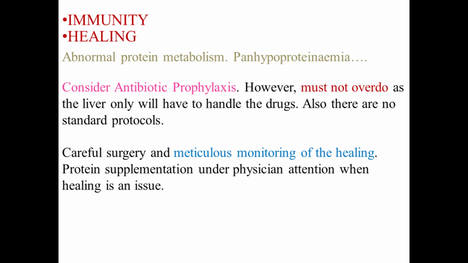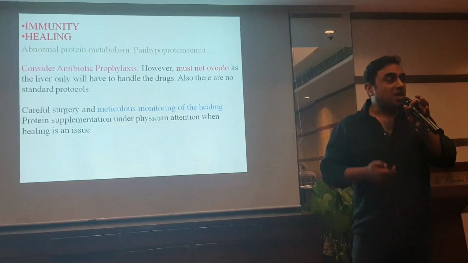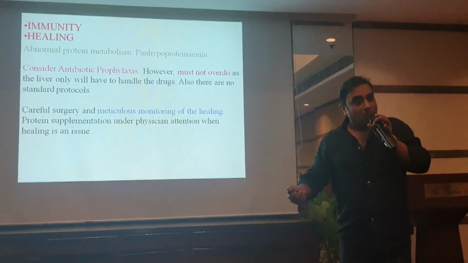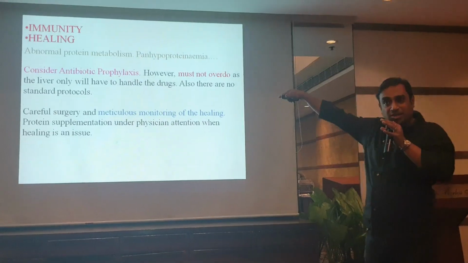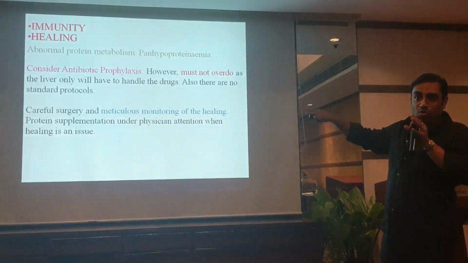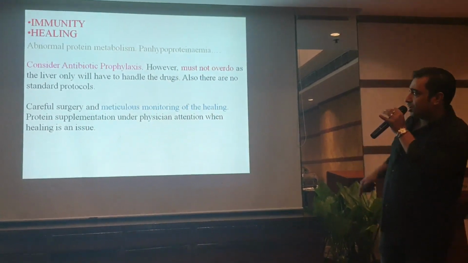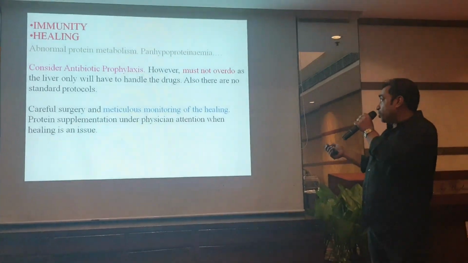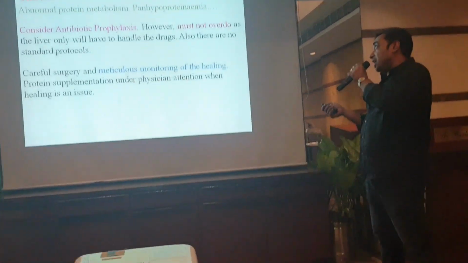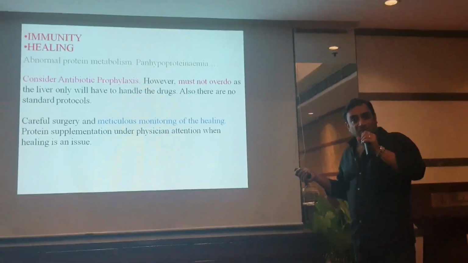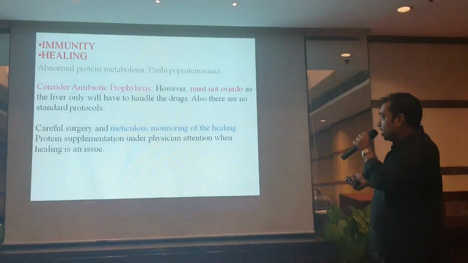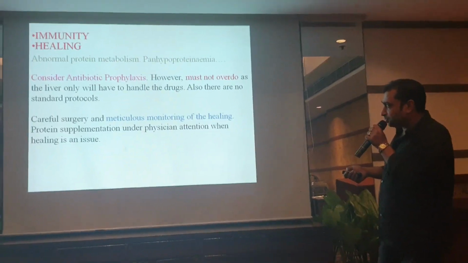The immunoglobulins. Globulins are proteins. So if the immunoglobulins are not there, if the globulins are low, then the patient will be immunosuppressed. That's the kind of underlying story of immunosuppression in hepatic condition. However, we must not overdo, as the liver will have to handle the drugs. So we need antibiotic prophylaxis, but not too much of that. Also, there are no standard protocols.